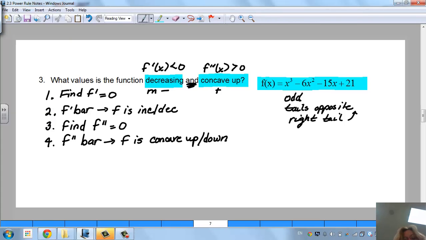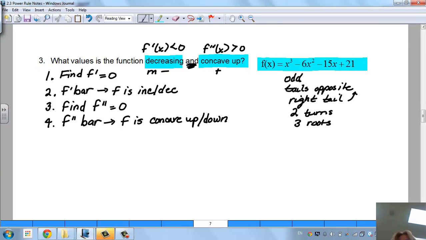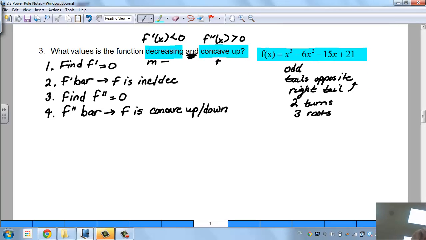Let me start that again. I'm going to have 2 turns in my graph because it's 1 less than the power of 3, and I'm going to have 3 roots or zeros at the max. I can have up to 3.